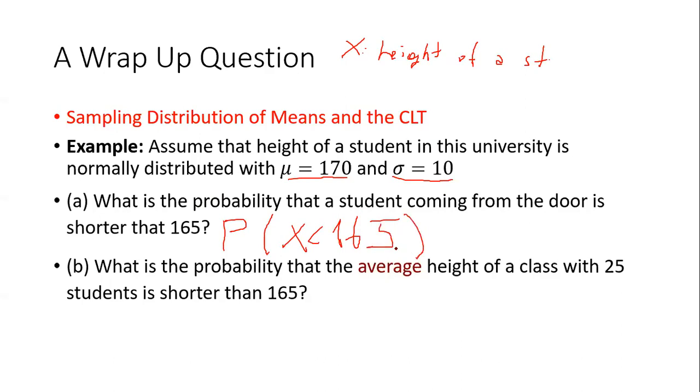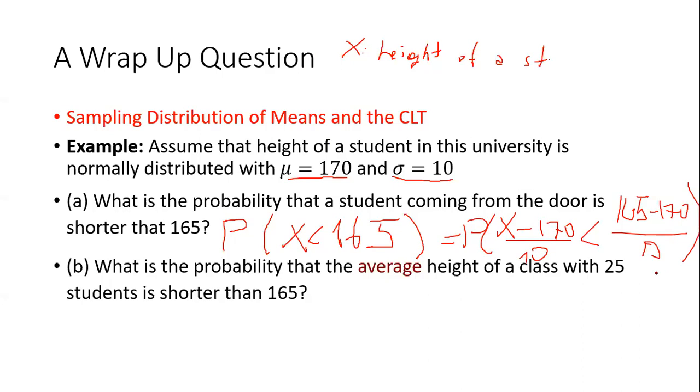So how to solve this? If you have a normal random variable, what you should do is directly convert it to standard normal. This is equal to the probability that X minus mu of X, which is 170, divided by 10, is smaller than 165 minus 170 divided by 10. And this is Z. Remember, Z was the standard normal random variable, which has the tables at the end of the book. So the probability that Z is smaller than minus 0.5, and you can look at the probabilities, which was something like 0.31.